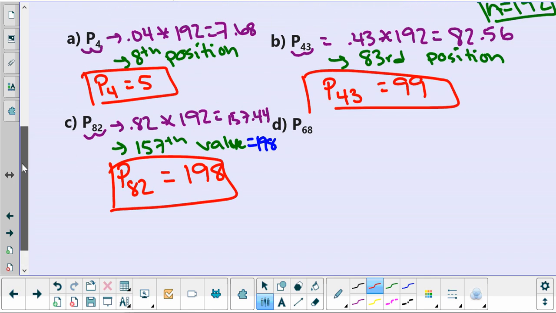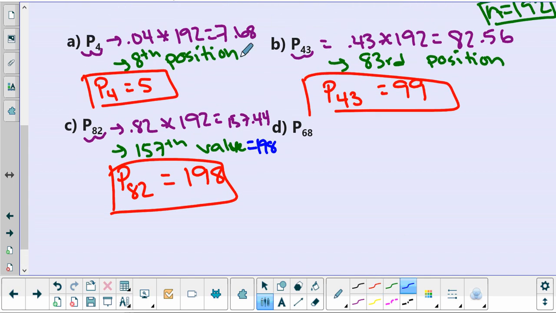And again, these positions are equating to the values. So this 8th position equated to the number 5. This 83rd position equated to the data value 99.